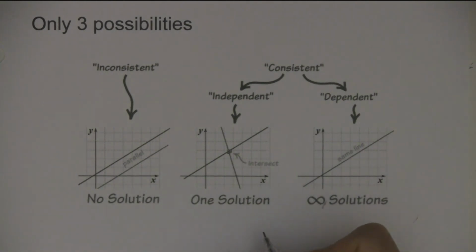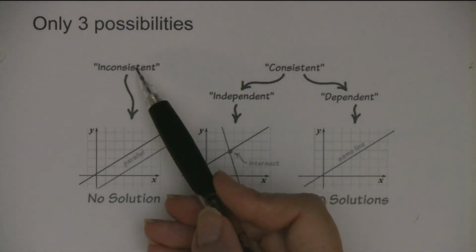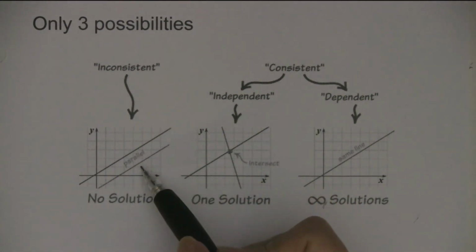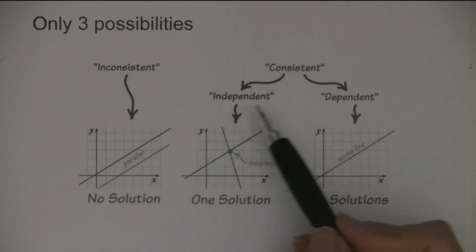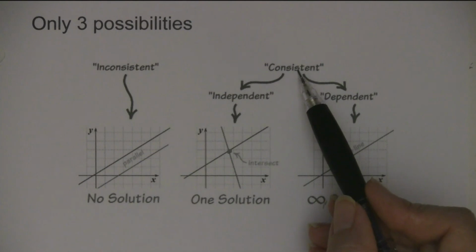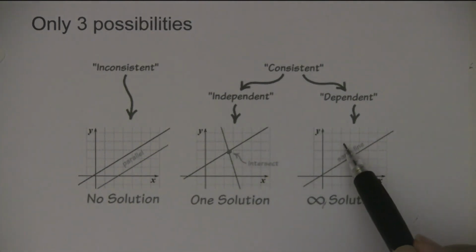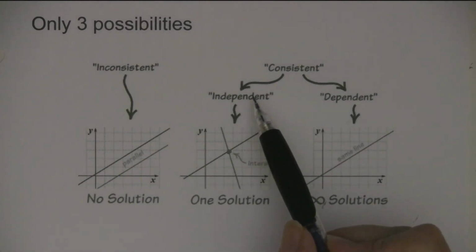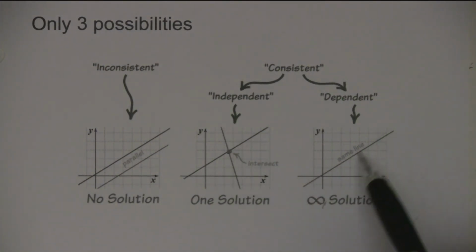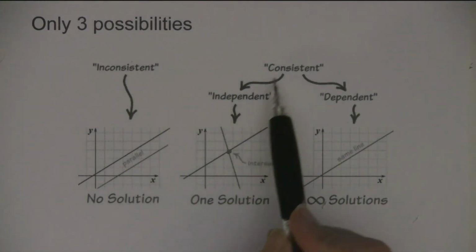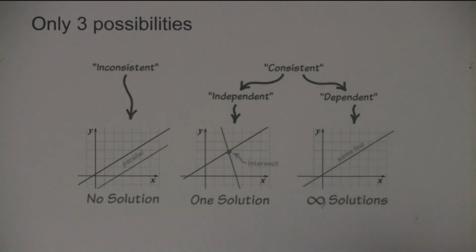And so your book puts a little bit of vocabulary on that. They say when something doesn't have a solution, it's inconsistent. So this has no solution, so it's called inconsistent. These both have solutions, so they're called consistent. So having a solution makes it consistent. This is called independent because the 2 lines are different, where this is dependent because the 2 lines are the same. And so you don't have to know these words, although they do say those words in some of the things and mention them.